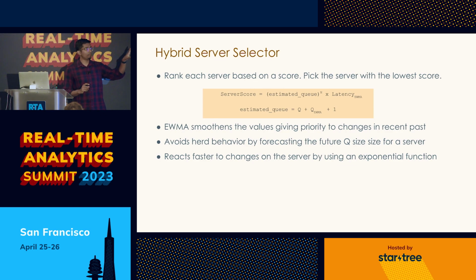All of these parameters that you see here, the exponential weighted moving average and the exponent n, are all tunable. You can set them per host at the broker level. And what we observed is this algorithm is pretty stable and you don't need a lot of tuning on a per use case basis. Based on our experience at LinkedIn, we just have one set of values that we use across all our use cases, and it's been performing really well for us at such a large scale.